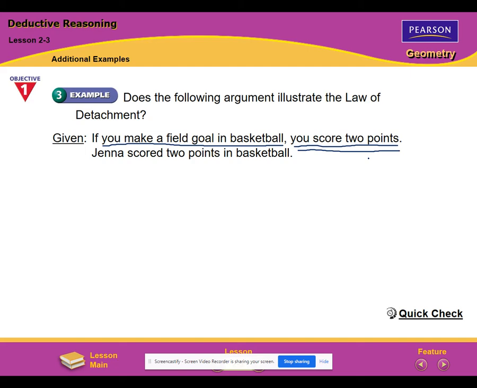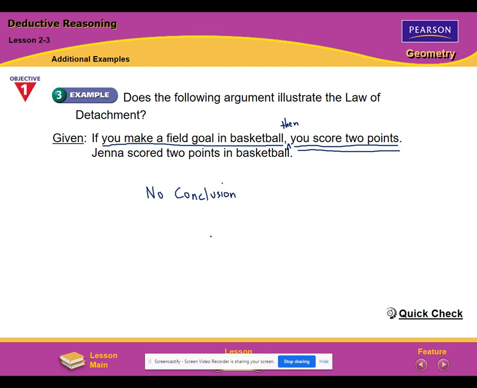If, hypothesis, then conclusion. I wish they would have included the word then. Let me just add it. If you make a field goal in basketball, then you score 2 points. Jenna scored 2 points in basketball. You can conclude nothing about this. We don't know how she scored 2 points because you weren't given the hypothesis is true. You were given the conclusion. So this is really a no conclusion situation.